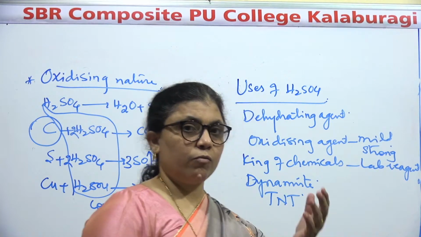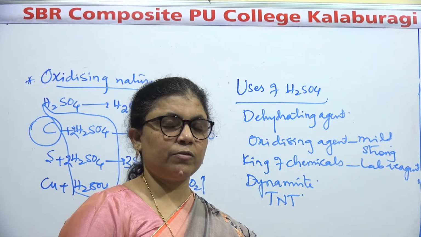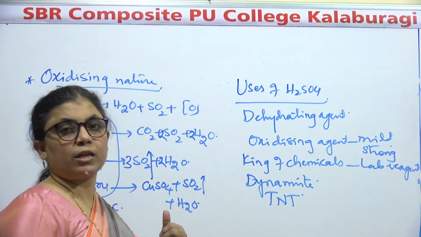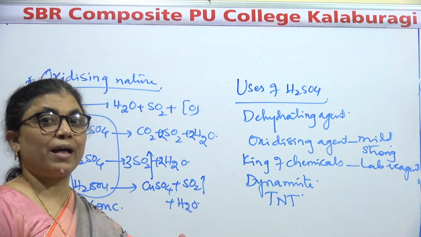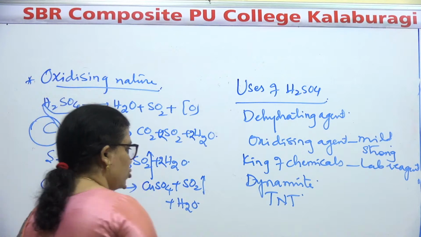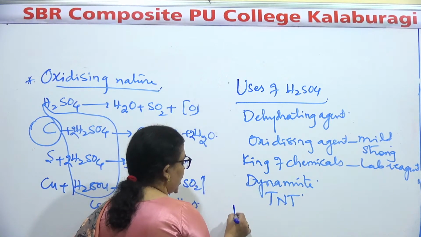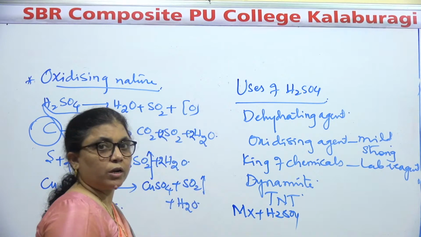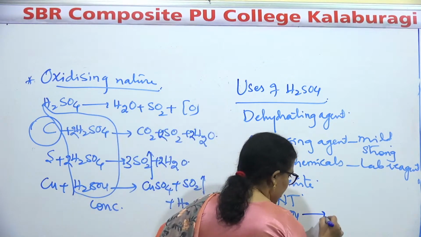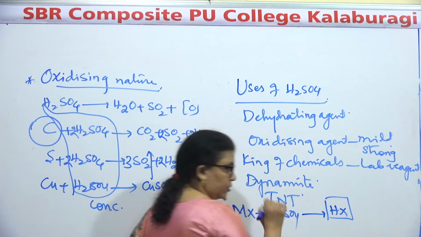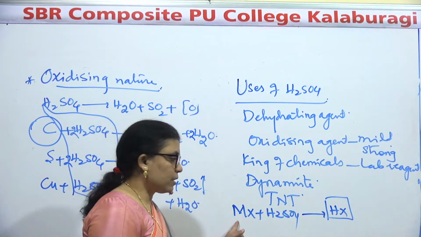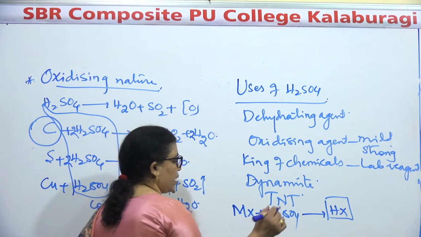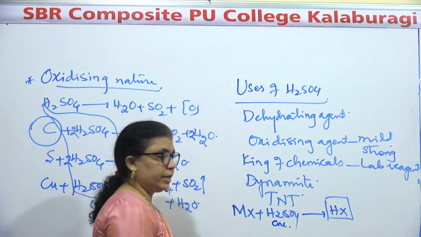Children, do you remember this one reaction we performed in the lab? We performed two experiments, one volumetric analysis and one qualitative analysis. In the semi-micro qualitative analysis of inorganic salt, we identified the second group acidic radical. Whenever a metal salt like MX is treated with concentrated sulfuric acid on heating, it is going to liberate HX gas.